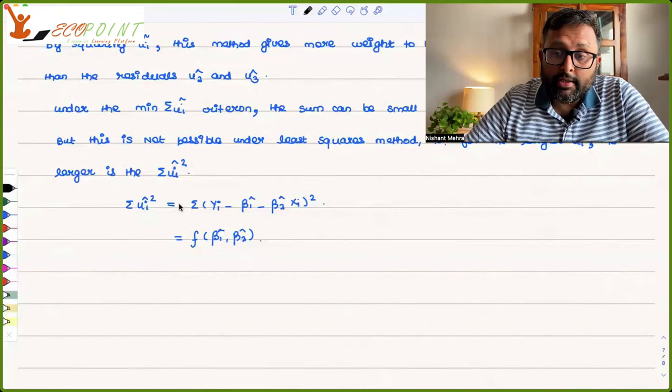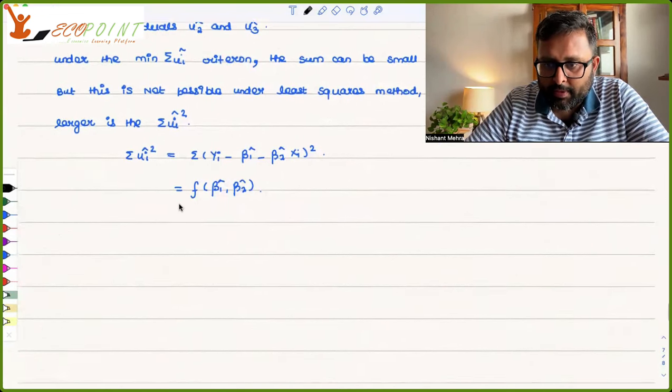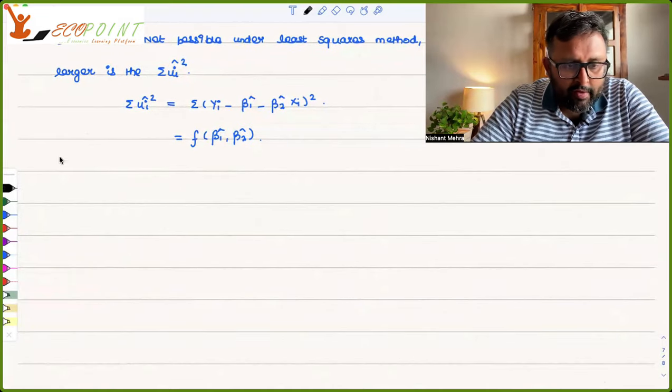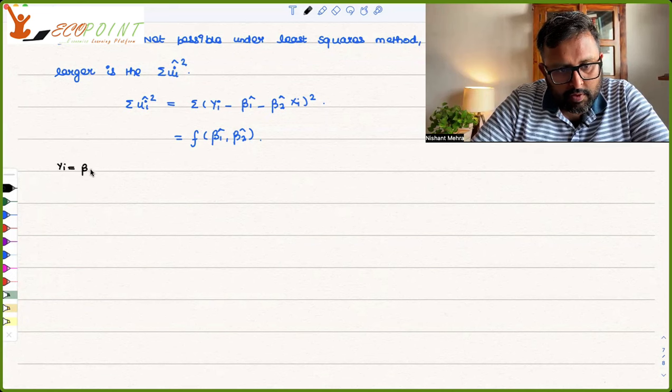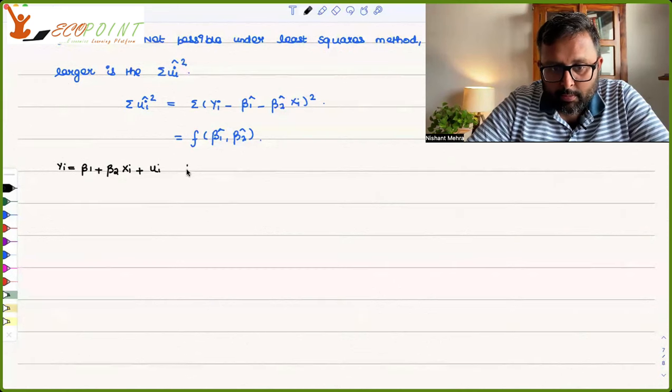Yesterday, we were discussing why we use ordinary least squares. Now, using the least squares method, we will be finding the estimates beta 1 hat and beta 2 hat. So we have yi equals beta 1 plus beta 2 xi plus ui. This was the population regression function.